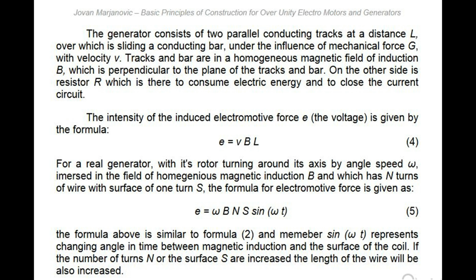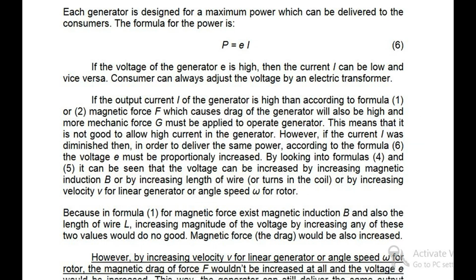If the number of turns n or the surface S are increased, the length of the wire will also be increased. Each generator is designed for a maximum power which can be delivered to the consumers. The formula for the power is P equals E I. If the voltage of the generator E is high, then the current I can be low, and vice versa. Consumer can always adjust the voltage by an electric transformer.